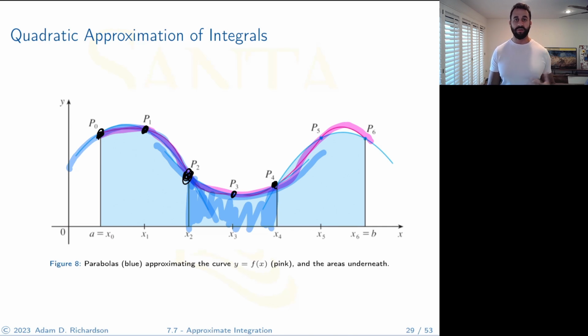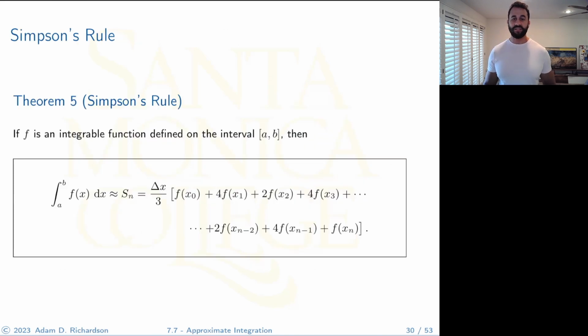We can just use the fundamental theorem of calculus, and so on and so on. All right, so here is the method, or here's the formula for it. Our integral from a to b is approximately equal to S sub n, where S sub n is Simpson's rule applied with n subintervals. So a couple things to point out.